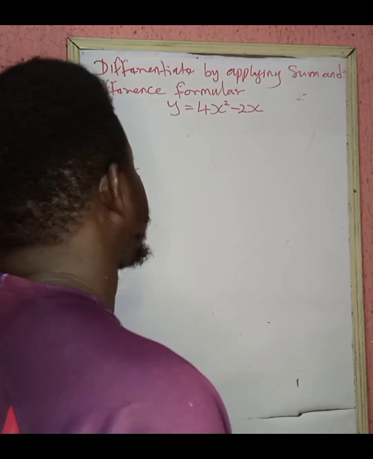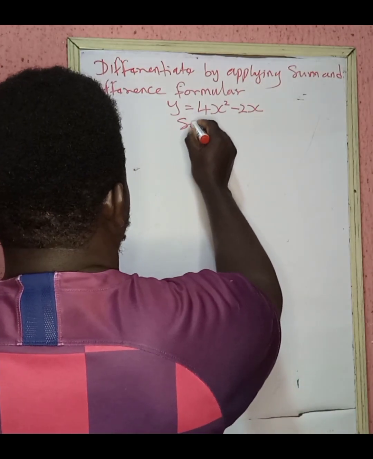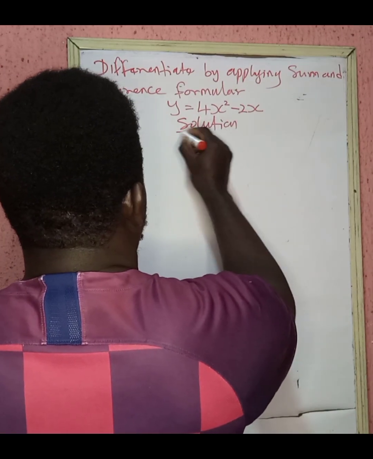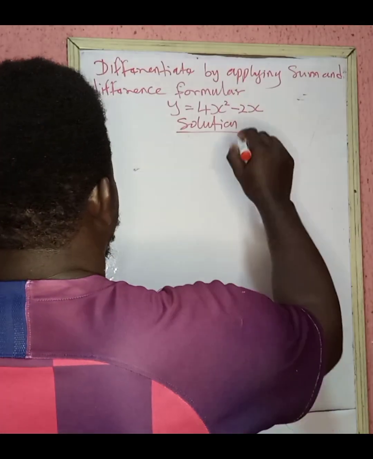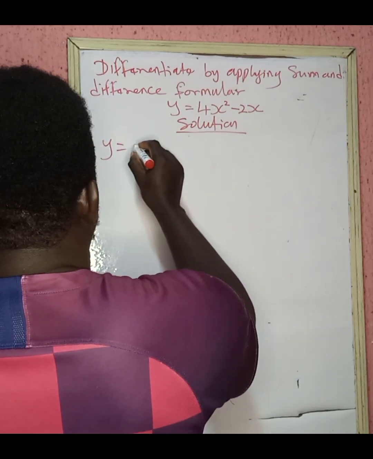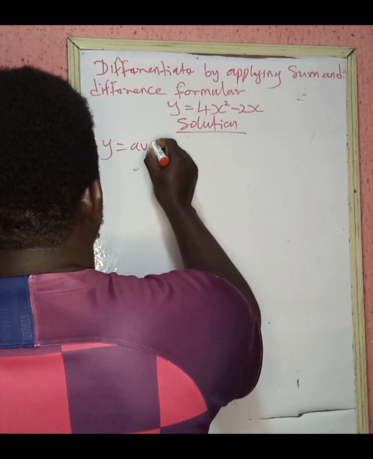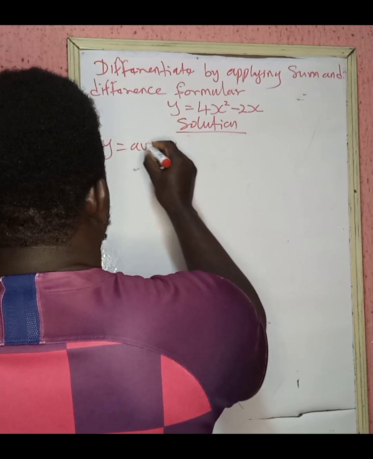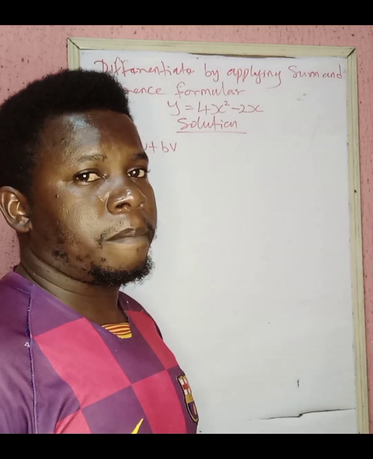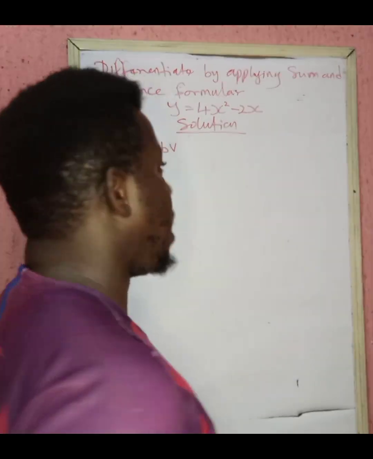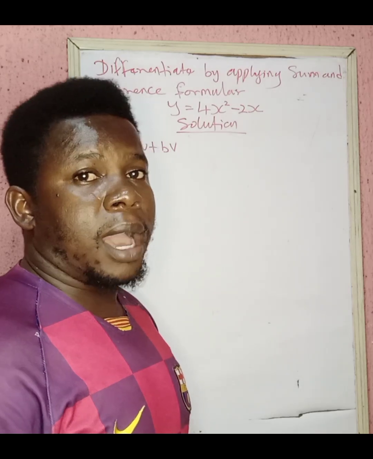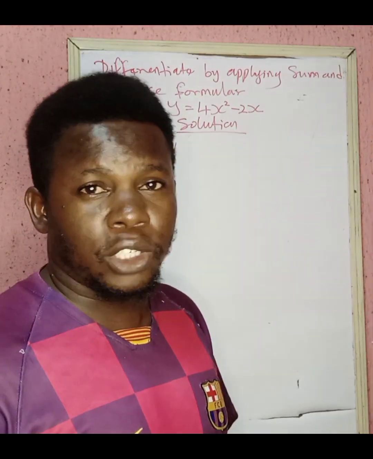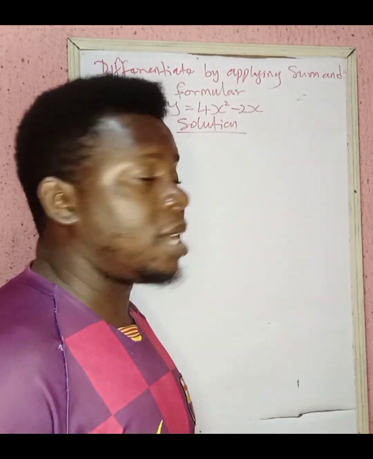Let's say the sum and difference formula is just like this. Let's say y is equal to AU plus BV. Yes, this is the sum and difference formula. And here A and B are constants, while U and V are functions of x. We'll apply that, you get to see how it works.